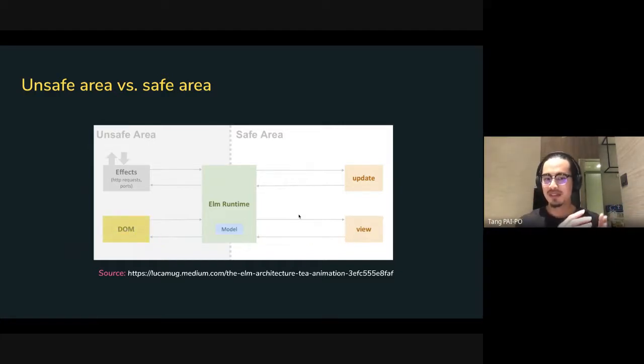So when some data comes to your safe area, it must go through the Elm runtime first. And the Elm runtime will ensure the external world will respect the contract, and will follow the type definition you define. And that's why when it goes to the safe area, you can 100% guarantee the type definition is correct. That's also the reason why Elm claims there's no runtime error.